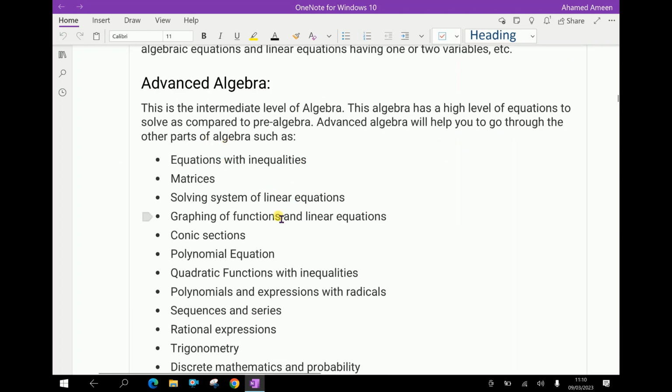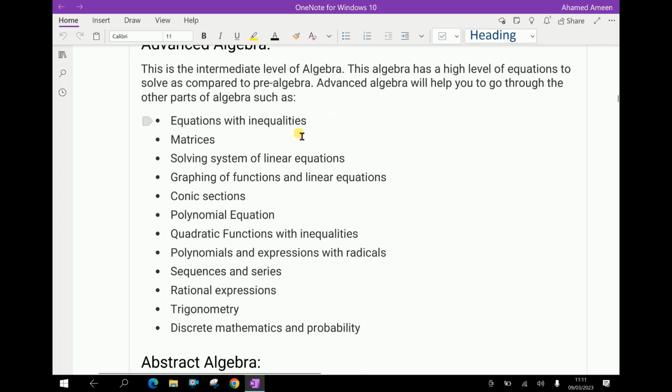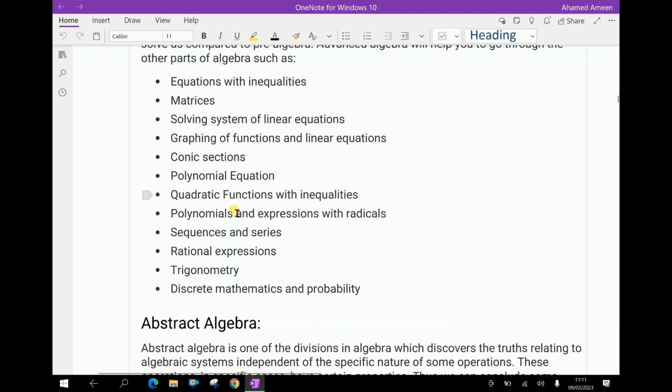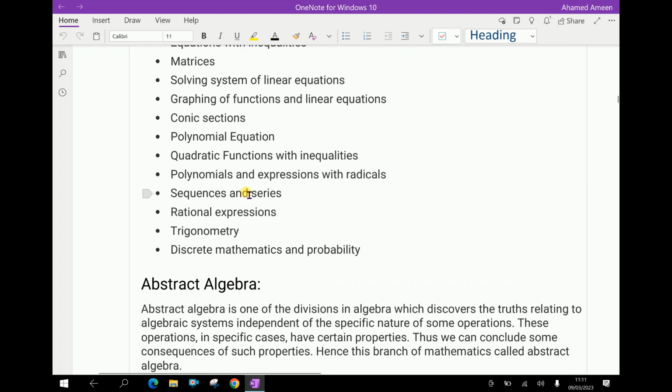Advanced algebra. This is the intermediate level of algebra. This algebra has a high level of equations to solve as compared to pre-algebra. Advanced algebra will help you go through the other parts of algebra such as equations and inequalities, matrices, solving systems of linear equations, graphing, conic sections, polynomial equations, quadratic equations and functions, sequences and series, rational numbers, trigonometry, discrete mathematics, probability, etc.